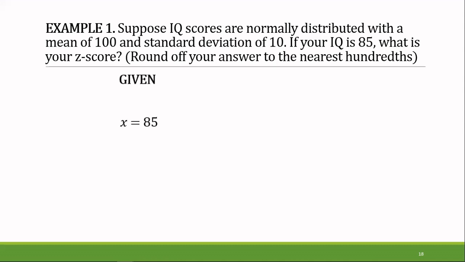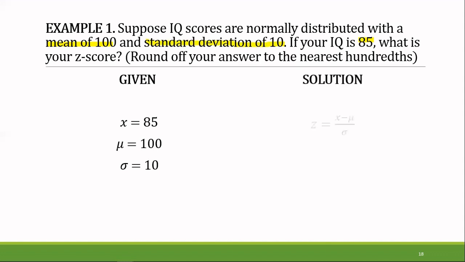So given, we're going to first identify the given. So our random variable is 85. And then we have the mean, which is given, 100, and the standard deviation of 10.